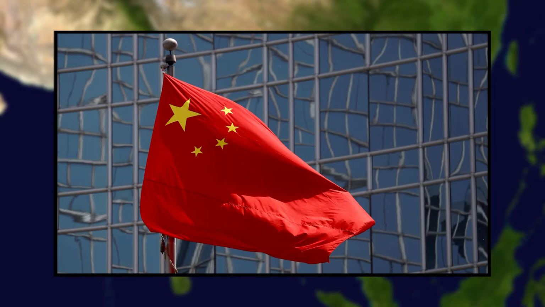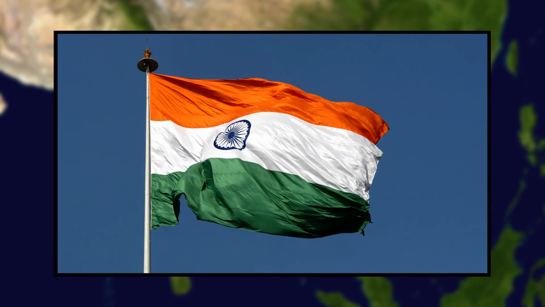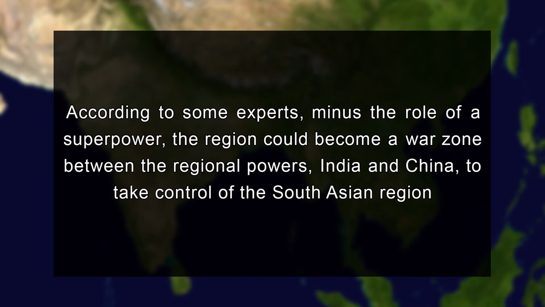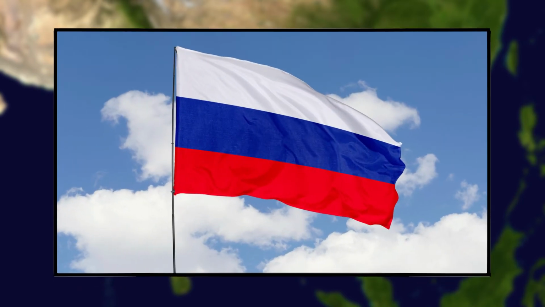With the resurgence of Asia, there has been a tectonic shift of global attention from the west to east. Currently, the region has become a strategic battlefront among China, Russia, the United States, and India, each seeking to take control of it. According to some experts, minus the role of a superpower, the region could become a war zone between the regional powers, India and China. The same could be argued about Russia playing an important role in keeping the regional nuclear capable nations from engaging in a full-scale war.